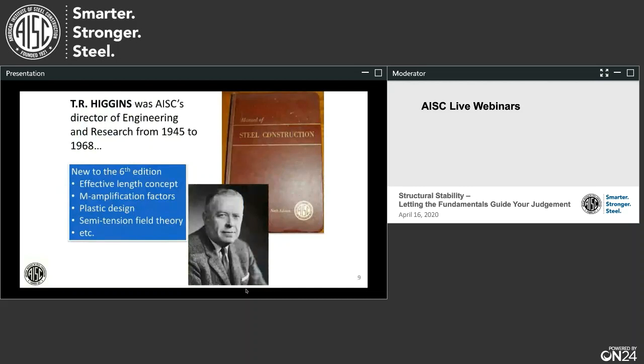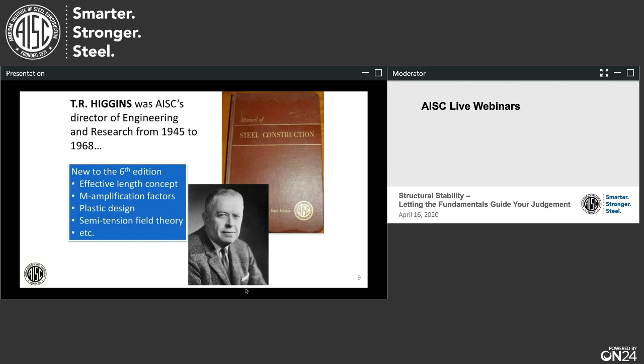As Nate had indicated, this is part of the T.R. Higgins Award that I received, and I just wanted to give a little bit of background about Ted Higgins. He was the Director of Engineering and Research from 1945 to 1968 at AISC. And in the late 50s, right into the 60s, Ted was instrumental in putting forward the 6th edition of AISC's specification. And there were some very big changes that occurred with this specification.